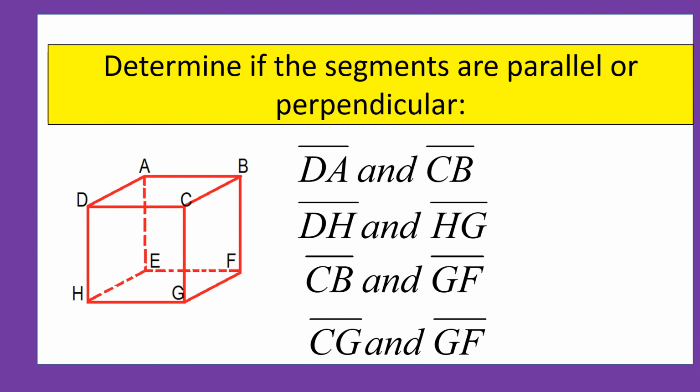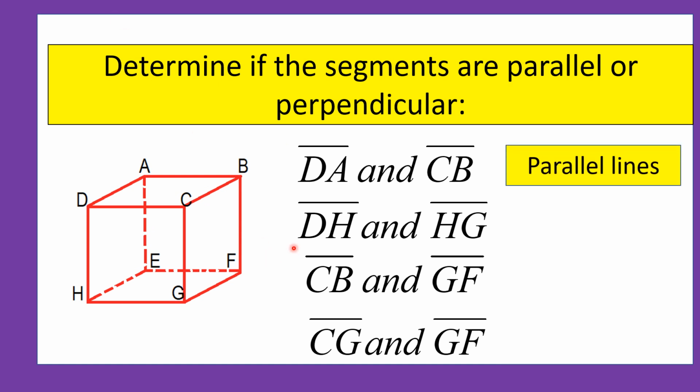So determine if the segments are parallel or perpendicular. We have the figure. The figure is a cube. If that is a cube, we need to determine whether the segments are parallel or perpendicular. We have segment DA. This is segment DA. And we have segment CB. So segment DA and segment CB are what? The two lines are parallel.